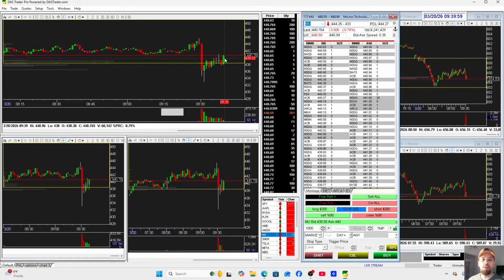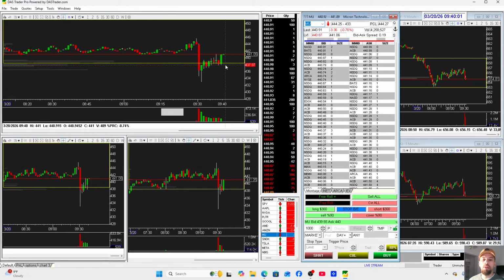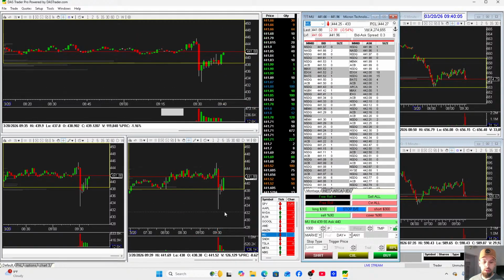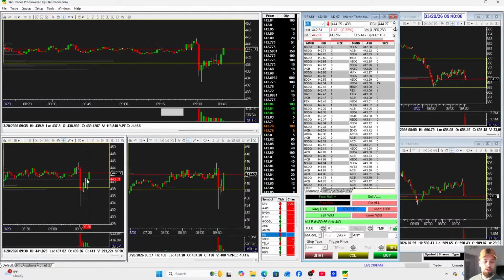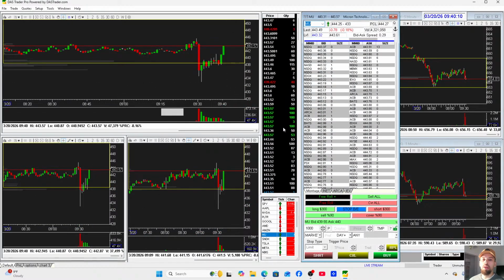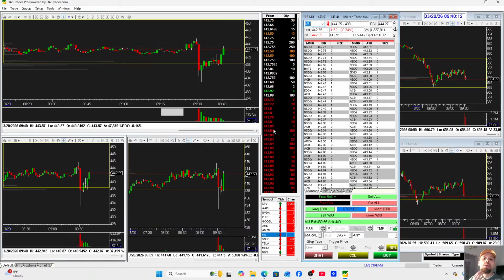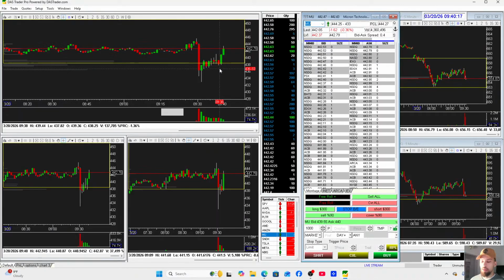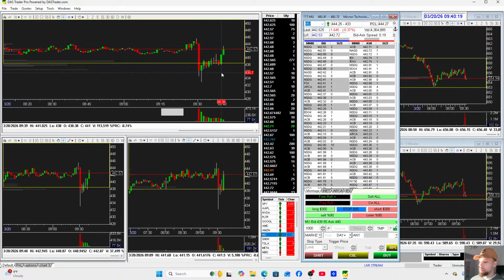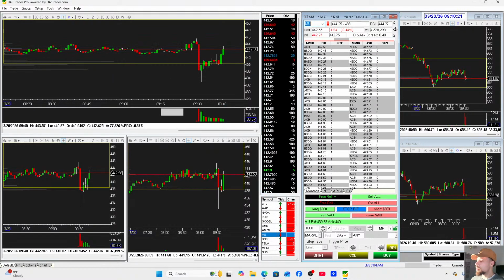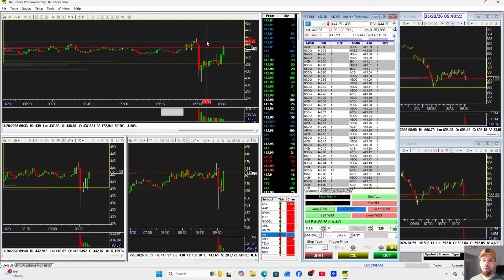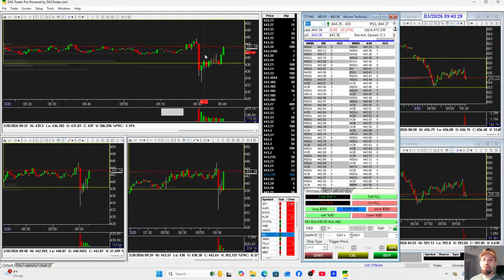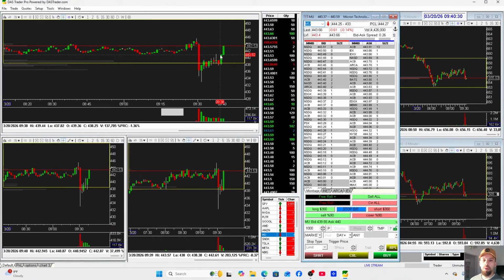Okay, look at MU here. It seems like it's trying to rally right now. It's a nice candle to the upside. Yeah, look at that. That's lots of buying. It's a really nice candle here. Testing the high of the opening candle right now. Seems like it may want to break away from it.